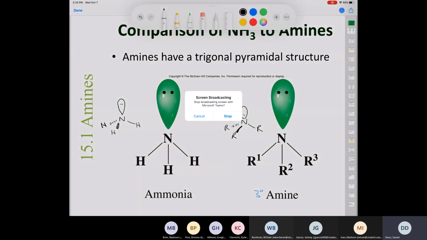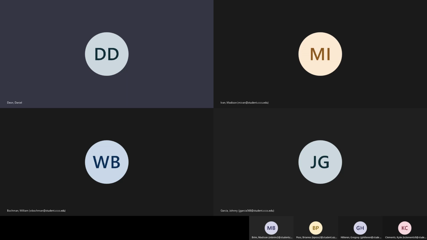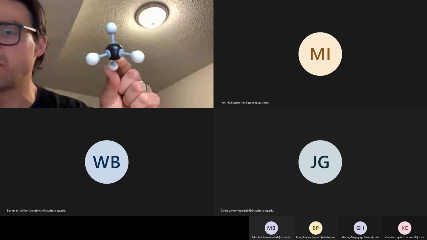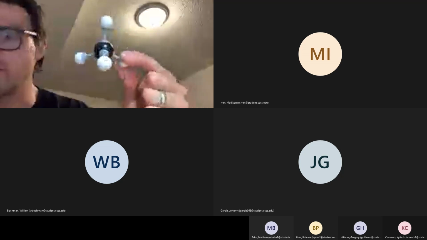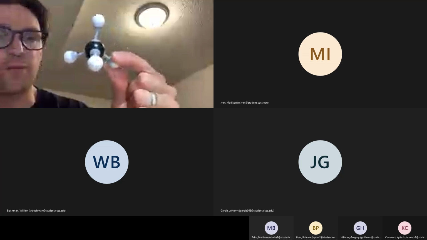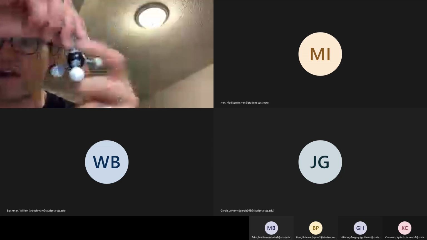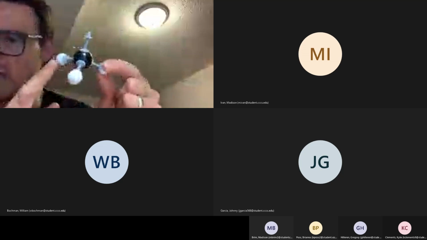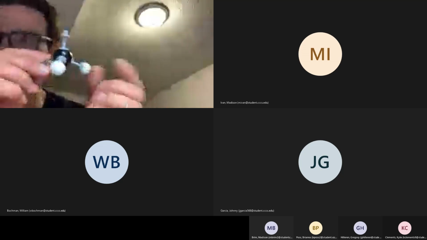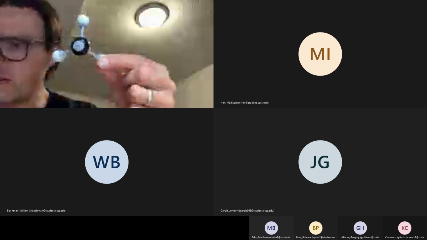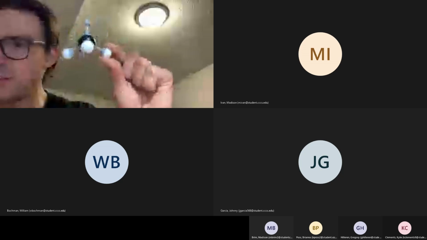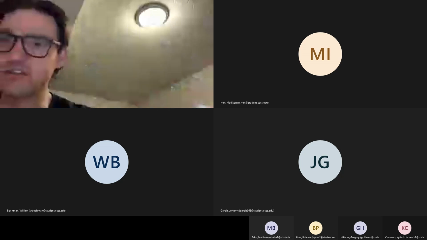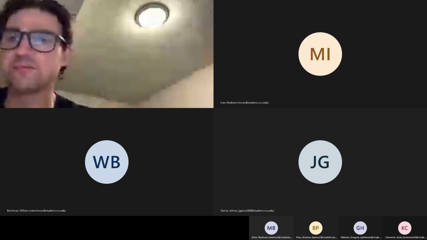If I just stop broadcasting here for a second and I show you the tetrahedron, this is a shape that you would have learned in general chemistry, and we also talked about it when we discussed alkanes. So here's the tetrahedral shape. If I rip off one of those atoms, this black sphere here is a nitrogen, here are my three hydrogens, and here's my lone pair. You can see how it is trigonal, right? It's a triangle, those three atoms, but it's also a pyramid. It's not flat, right? You can see how there's a pyramid shape there. So that's where the trigonal pyramid comes from.